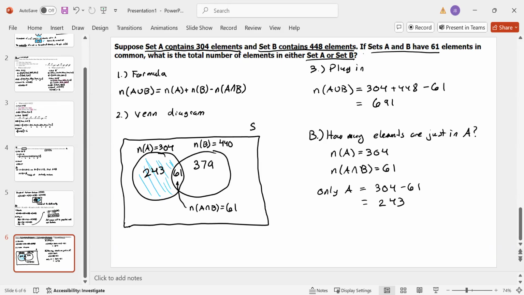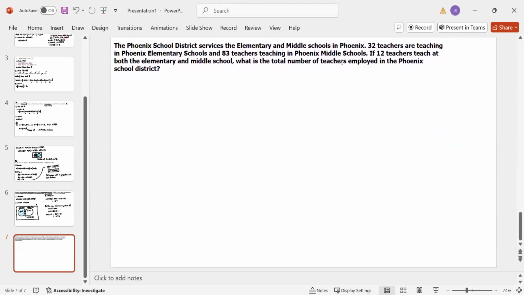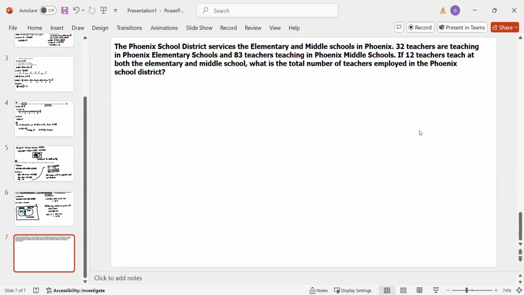And here's a great question that I think reinforces the use of the Venn diagram. So we're going to do this example, and then we'll see if there's any other ones that I want to do, and we should be good with 7.1, 7.2. The Phoenix School District services the elementary and middle schools in Phoenix. 32 teachers are teaching in elementary, and 83 are teaching in middle school. If 12 teachers teach at both, what is the total number of teachers employed at the district? So I just want to know how many total teachers there are, right?